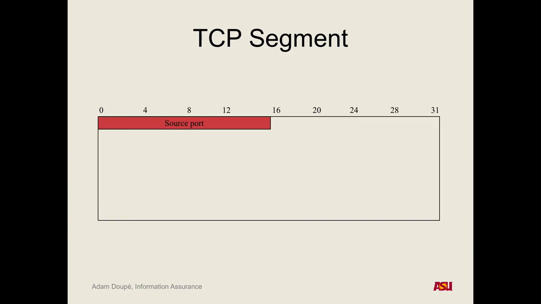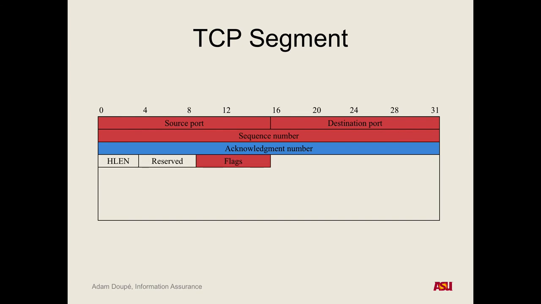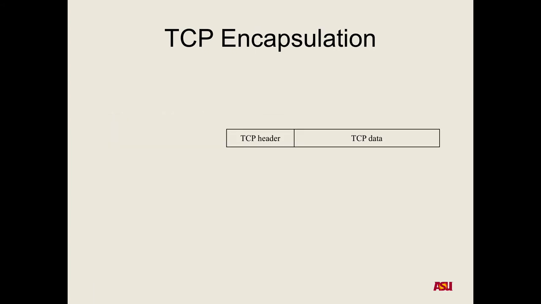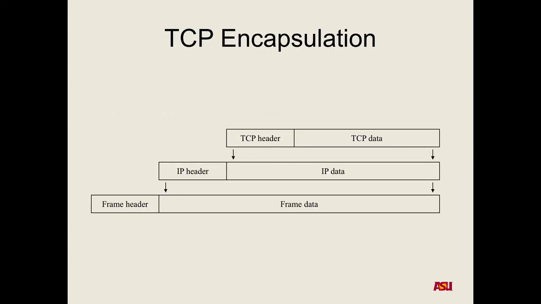If we think about the TCP segment again adversarially, an attacker can completely control the source port, the destination port, the sequence number, the acknowledgement number, flags, window, and urgent pointer. An adversary can control and spoof TCP packets with all of these values, just like we saw at every layer. And just like before, TCP is encapsulated inside IP, which is encapsulated inside Ethernet frames.